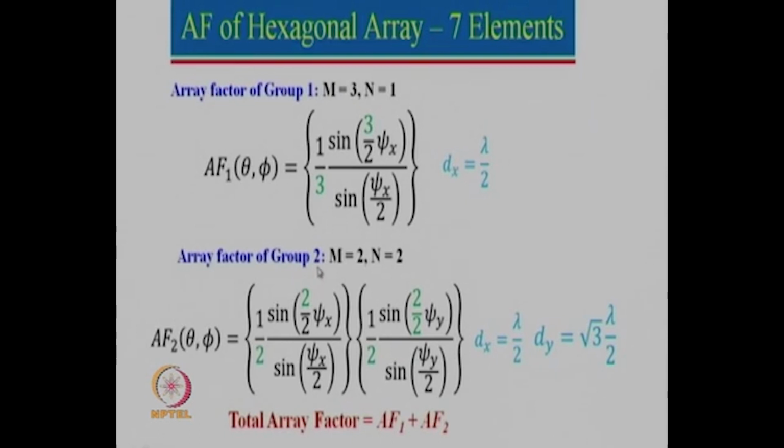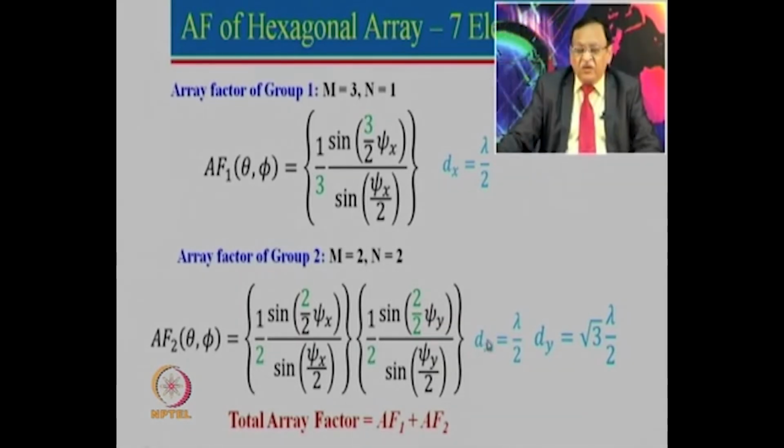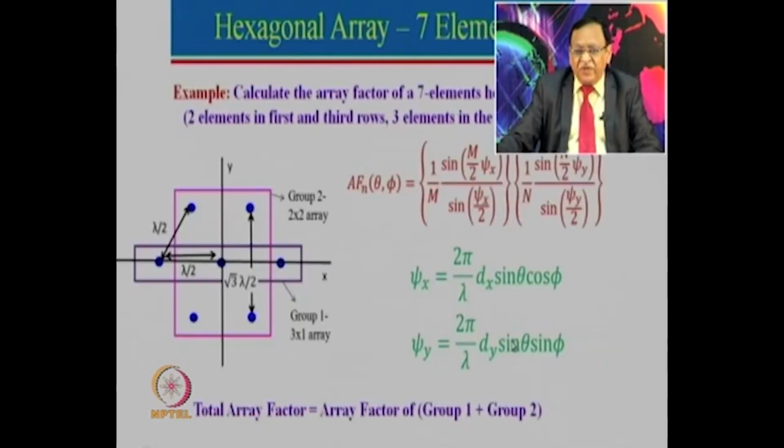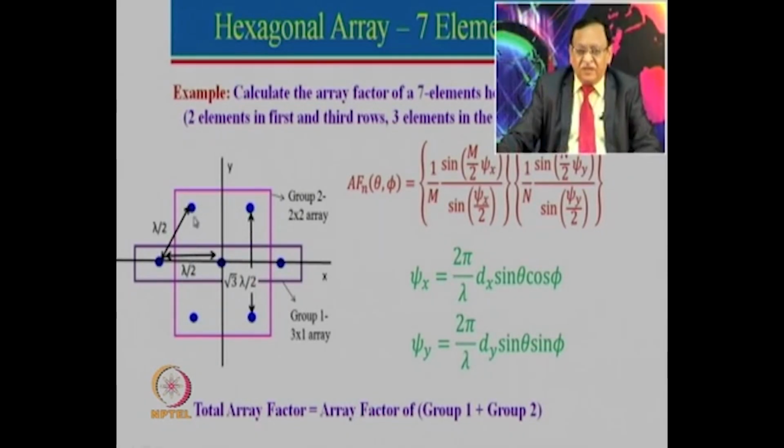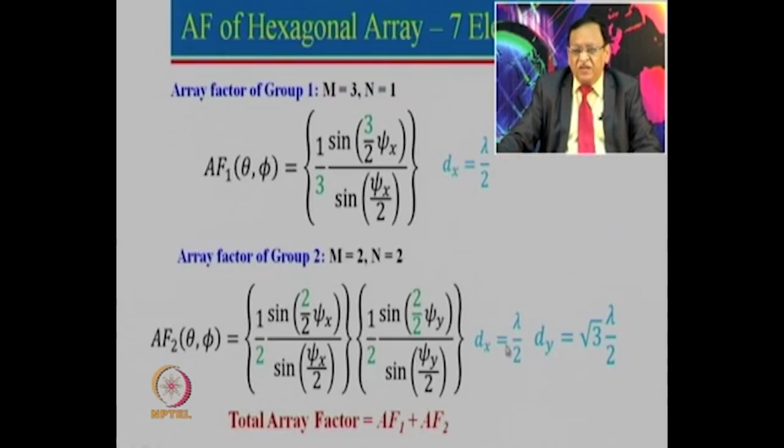Now the array factor of group 2, which is nothing but a 2 by 2 array. So both m and n are equal to 2, we substitute the values. And dx is equal to lambda by 2, which we can see over here. And what is the distance along the y axis? Since this is an equilateral triangle, the height of the equilateral triangle will be square root 3 by 2 times d, or the length here. So the total will be nothing but square root 3 times lambda by 2, and that is what we put here, and the total array factor is nothing but the sum of these 2 array factors. So this is one of the easiest ways to find out the array factor.